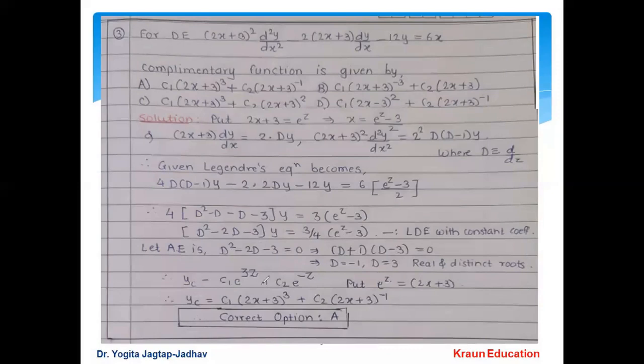Where this e raised to z is what? e raised to z is 2x plus 3. Resubstituting the value of e raised to z, we can write down the complementary function as c1 e raised to 3z. Raising the power with 3, we have e raised to 3z equal to (2x plus 3) whole cube, and therefore the first term takes the form c1 (2x plus 3) whole cube plus c2, the second term takes the form (2x plus 3) raised to minus 1. Therefore, the correct option is A option.